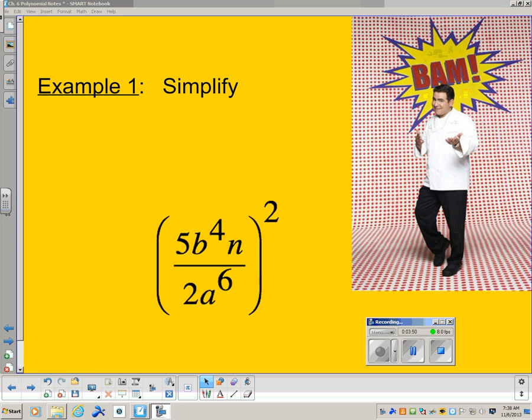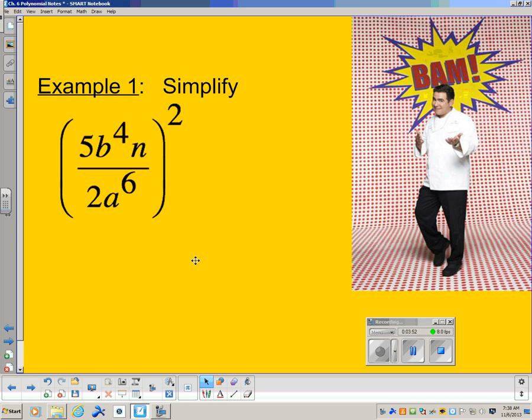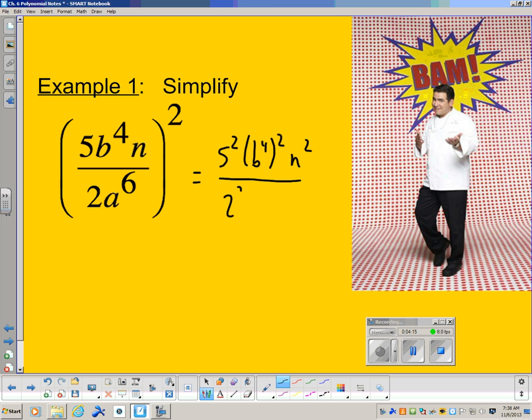All right, so simplifying this one right here, let's move it up here so we can see it. You want to go ahead and take everything in here to the second power because you have the second on the outside here. So I can do that. I can take 5 to the second, b to the fourth to the second, and I've got n to the second, all divided by 2 to the second, and then n to the 6th to the second. So kind of thinking through that, 5 to the second is 25.